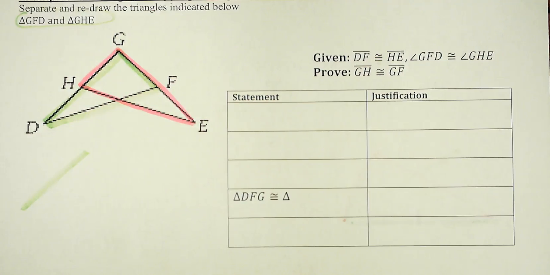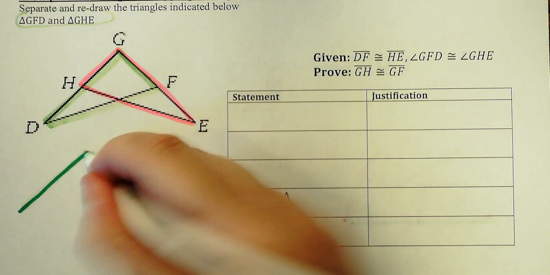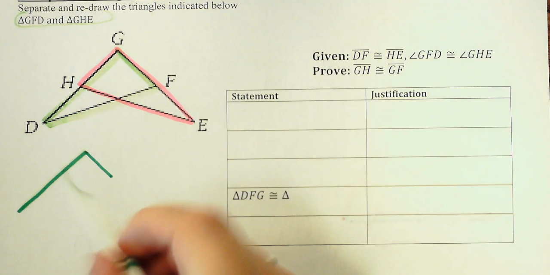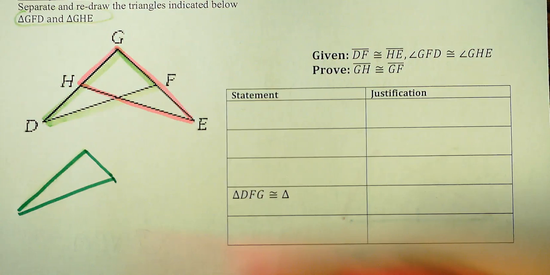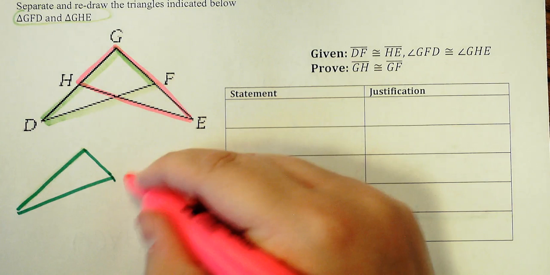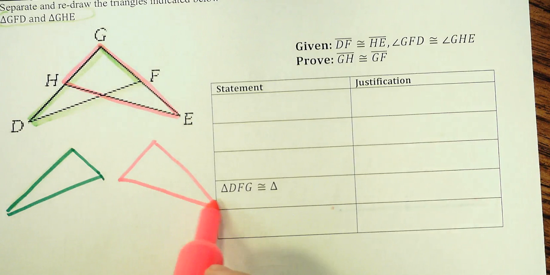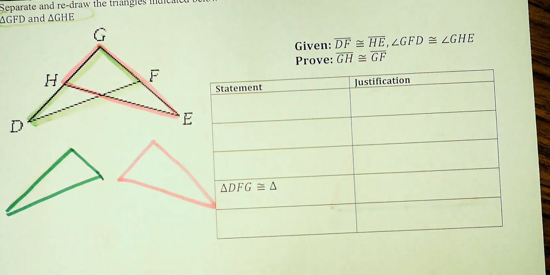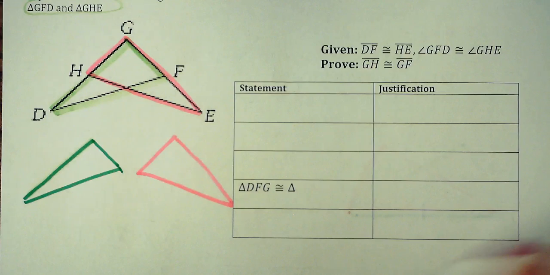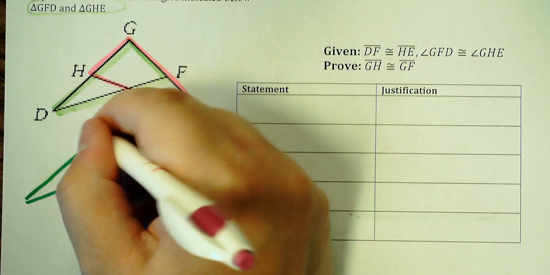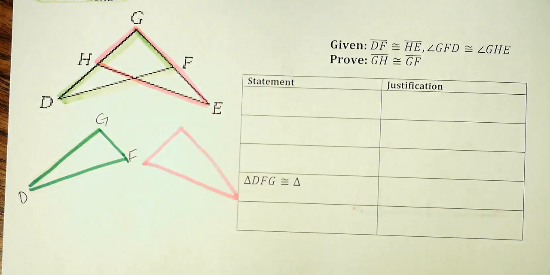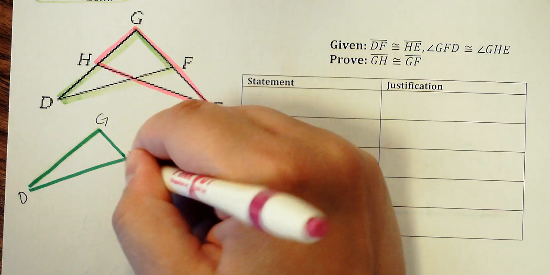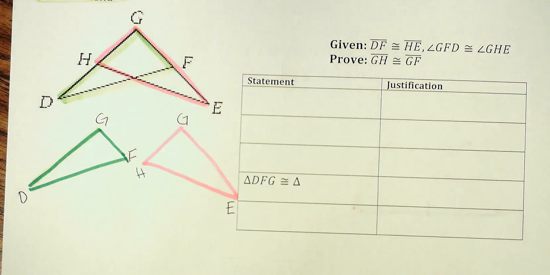Sorry, my marker's about to die, so let me just grab this. And you guys can pause this at any time if I'm going a little too fast. Those don't look great, but we're doing our best here. This one is the one I have highlighted in green, GFD. And then the pink one, this would be G, this would be H, and this would be E.